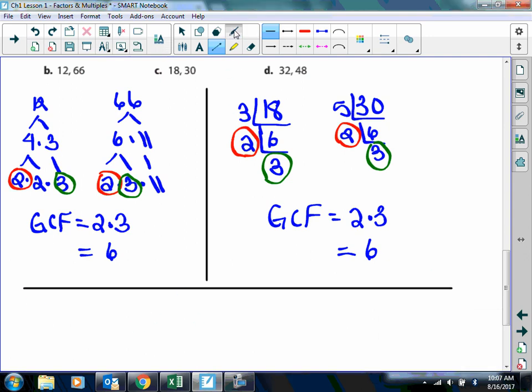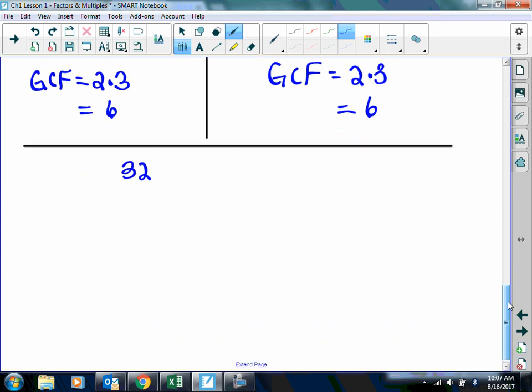For example D, we're going to break down 32. So let's do 32 with a factor tree and a cake. Okay? So let's do 32 with the factor tree and then 48 with the cake. Okay? Just so we can practice both. Okay? So 32. What times what equals 32?